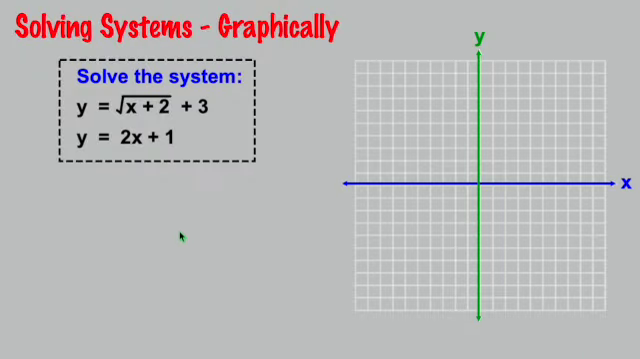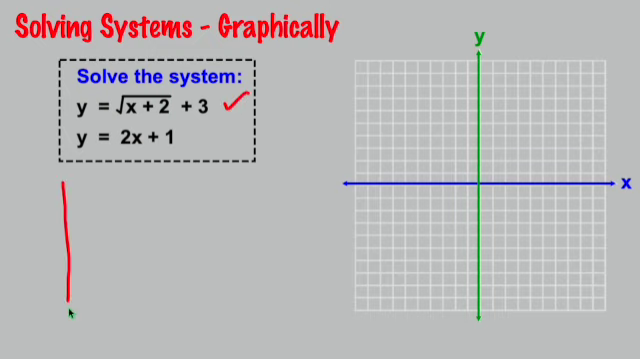Let's go ahead and dive right into this here. So as I said already, we're going to be solving these graphically. So you're going to need some graph paper here. I've got my graph paper all ready to go here. And you can see in our system here, we have one that's a square root curve and the other's a line. Let's go ahead right now and let's graph the square root curve. So I'm going to use red for that.